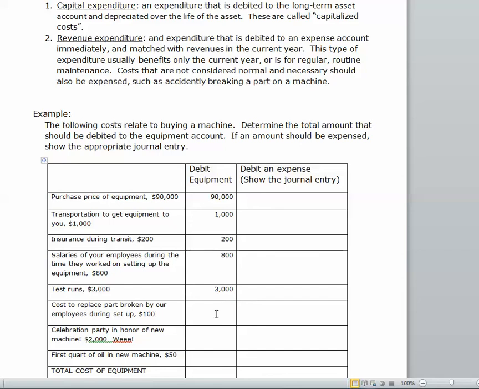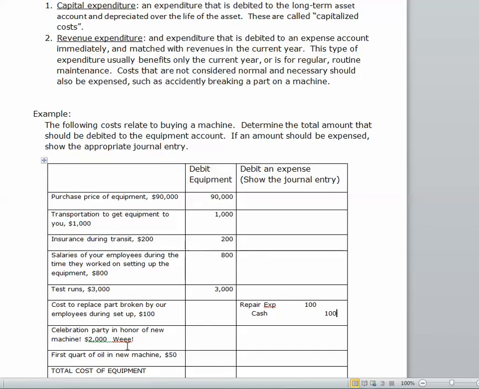So this will not be capitalized. This will be expensed. And I'm thinking maybe something like a debit to repair expense. So let's debit that for $100. And then either cash can be credited or accounts payable, whatever. There we go. Okay. The idea here, though, is that we definitely do not want to capitalize this. It was a cost that shouldn't have happened, so it will be expensed immediately, flowing through the repair expense account.